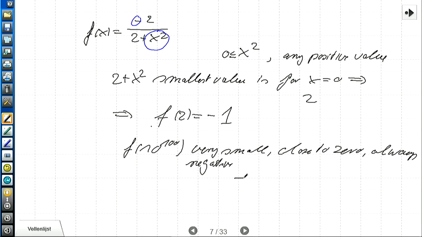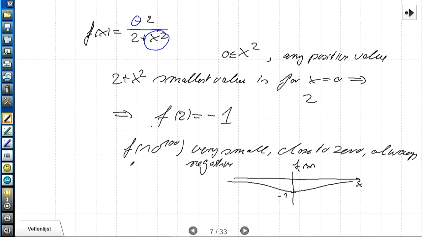So we can sketch the function a bit like that. Here is the axis x, and here is f of x. The function for x equals 0 has the value minus 1, and then it goes bigger and bigger and bigger. It approaches the value, for x big, it goes to 0. So there's something like that, qualitatively.